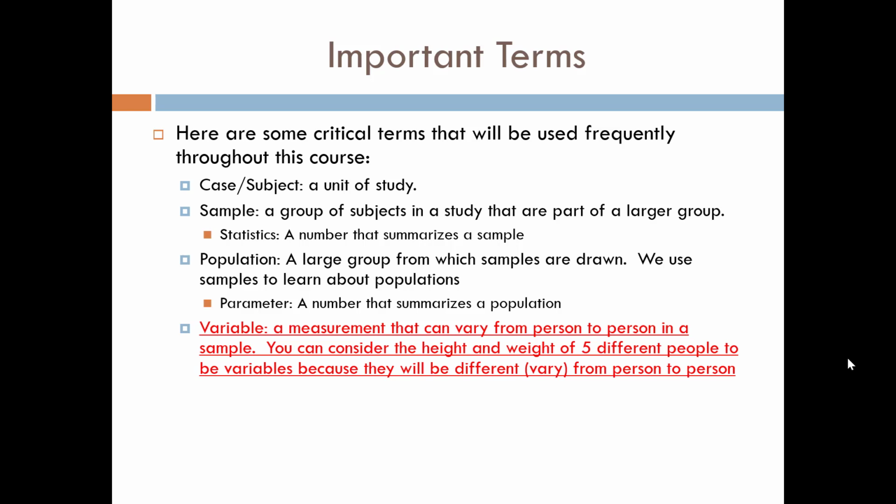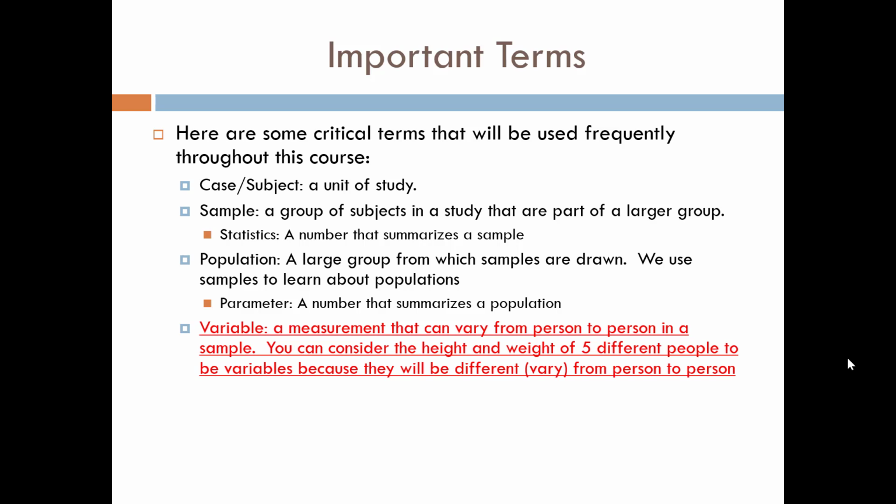Next is the sample. This is a group of subjects in a study that are a part of a larger group. In reference to our previous example investigating a cure for cancer, our sample would be all 100 of our cancer participants. The word statistics is synonymous with the sample. When we talk about statistics, we are referring to the number that summarizes the sample.